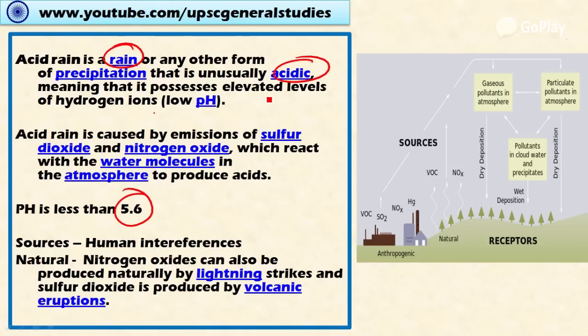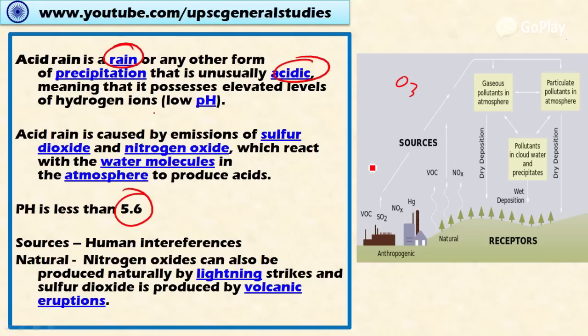Acid rain is caused by the emission of various pollutants in the atmosphere. The majority of these are sulfur dioxide and nitrogen oxide. These pollutants react with the water molecules and photooxidants like ozone in the atmosphere, and they come back to the earth in the form of acid rain.